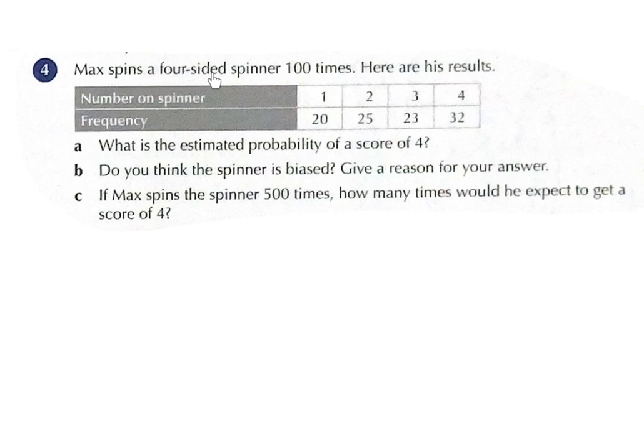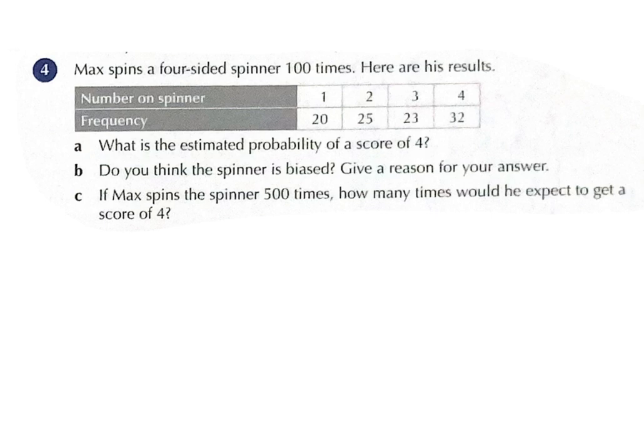Max spins a four-sided spinner 100 times. Here are his results. What is the estimated probability of a score of 4? Okay. We have 100 times. 1 appears 20 times, 2 appears 25 times, 3 appears 23 times. Or the spinner lands on 1 20 times, on 2 25 times, on 3 23 times, on 4 32 times. So the estimated probability of a score of 4 equals what?